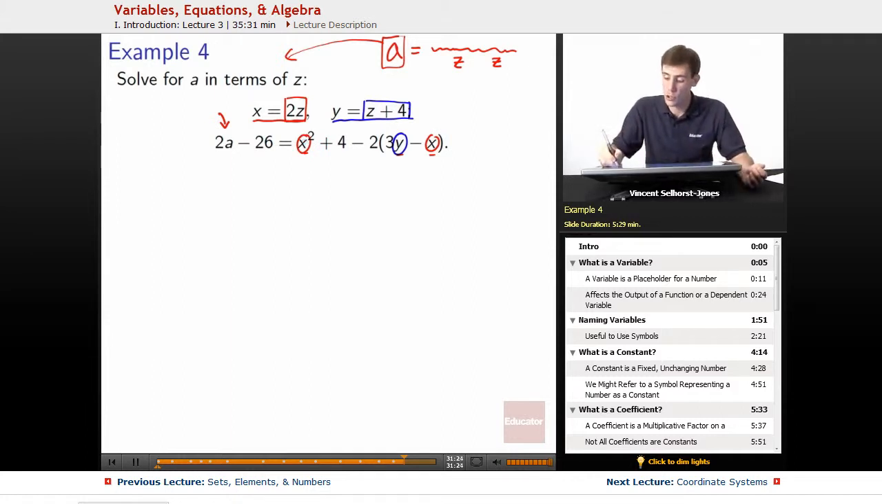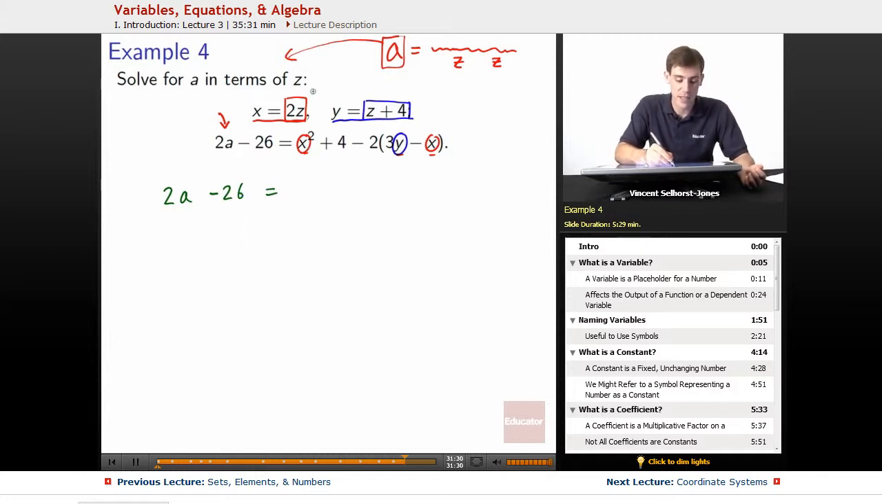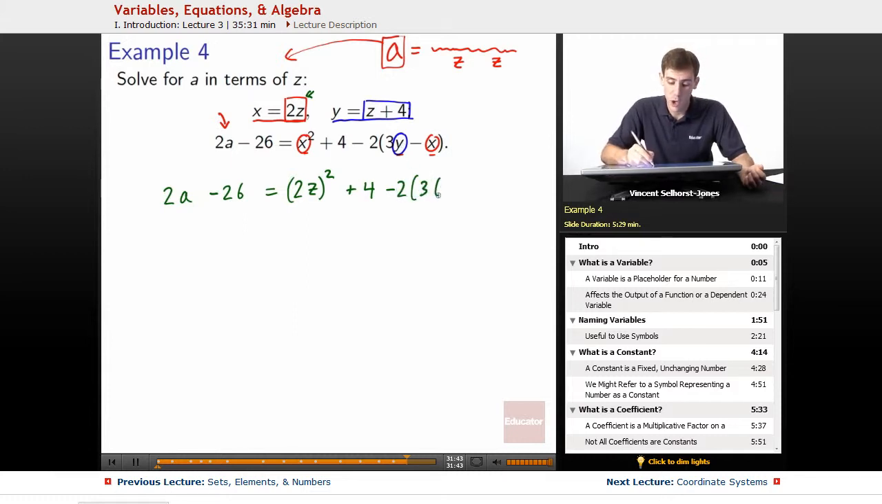So let's do substitution. The left side will still be the same, 2a minus 26 equals. What slots in for x? 2z slots in. So 2z in quantity, in parentheses, squared, plus 4 minus 2 times quantity 3. What goes inside of y? Quantity z plus 4, close quantity, minus what goes inside of x? Quantity 2z, close that up.